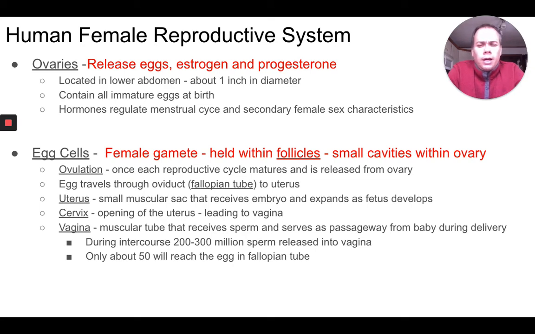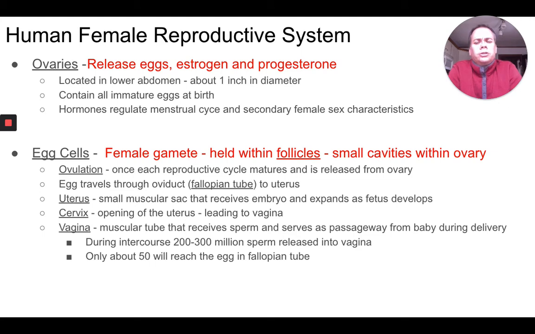The opening of that uterus is called the cervix, which leads to the vagina, and the vagina is the muscular tube that receives sperm during reproduction, also the passageway for the fetus to be born during delivery.